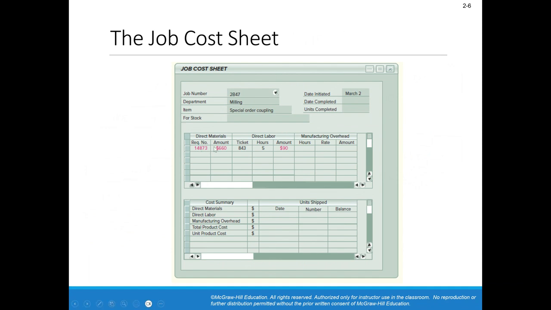And so in this case, we've got total materials of $660 that went to this job, and we've got direct labor of $90. So that's 5 hours of labor that went to this particular job.